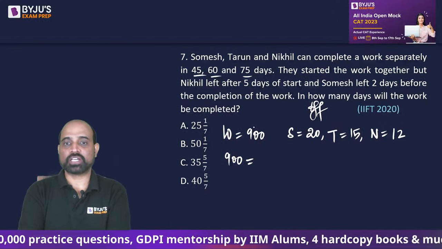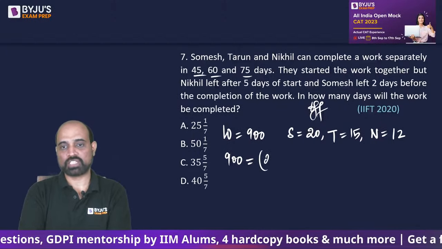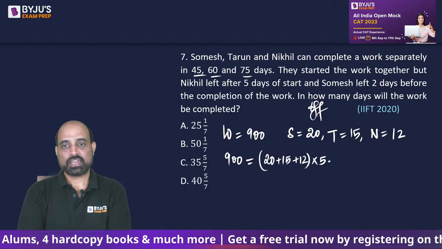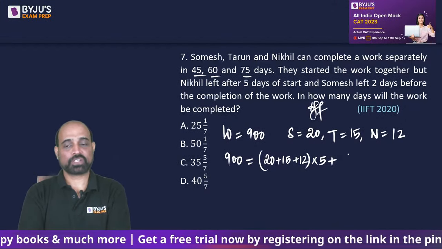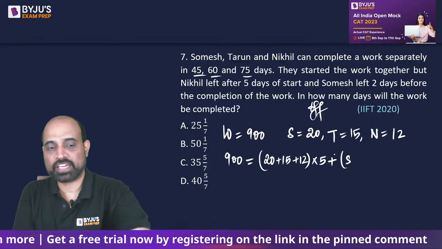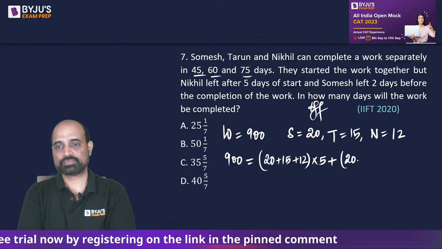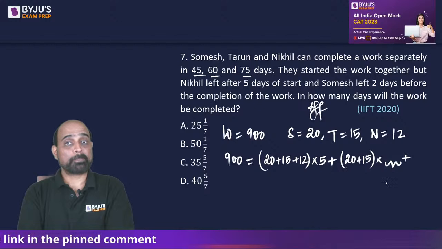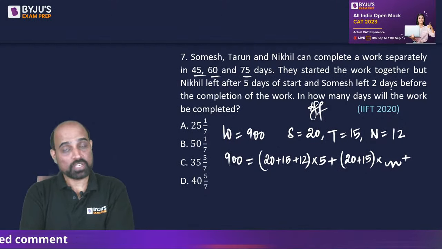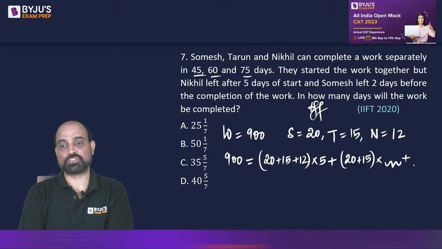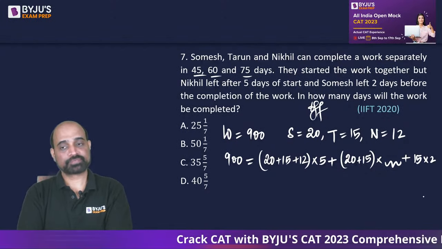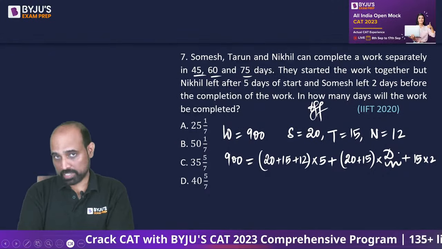They started the work together, but Nikhil left 5 days after the start. So that means they were working initially for the 5 days. Then Nikhil left. That means S and T were working. Now S and T were working for how many days? We don't know. But they worked for that many days, and then Somesh left 2 days before the completion of the work. When Somesh leaves 2 days before the completion of the work, that means Tarun was alone working for 2 days. Now from here you will get the value of D, right?